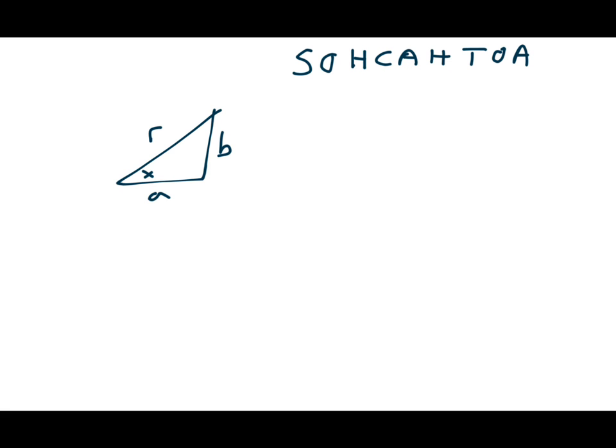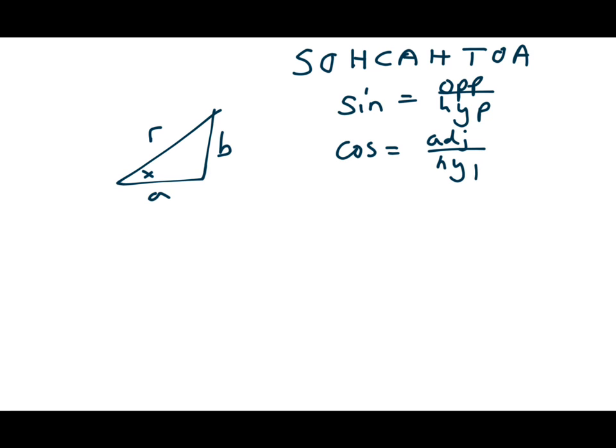Okay, a lot of people say it's like an Indian chief SOHCAHTOA, or a Polynesian proverb, whatever. They just remember SOHCAHTOA. SOHCAHTOA stands for: sine is opposite over the hypotenuse. Cosine is adjacent over hypotenuse. And then tangent is opposite over adjacent. And that's how to remember it.